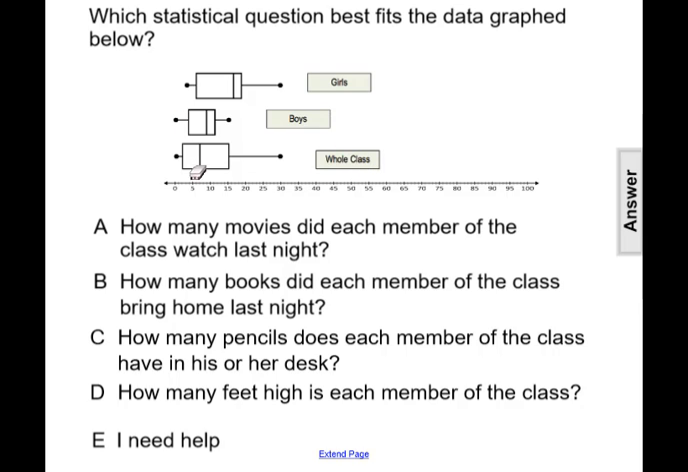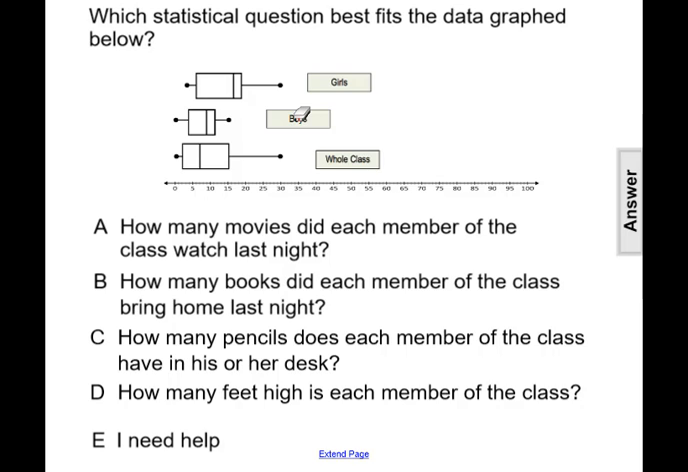It looks like our lowest number we have is 0. We have a data point for 0, and the highest data point is 30, but it looks like 30 is going to be more of an outlier. So let's look at the statistical questions now to see which one best could represent the data in this graph.